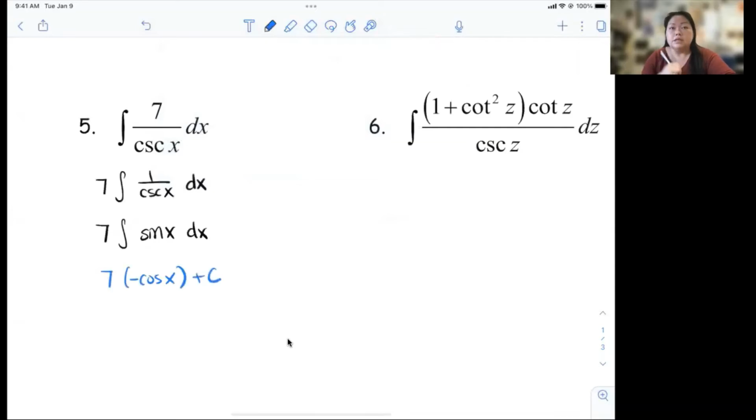Don't forget your plus C because you took the antiderivative, right? You'll get negative 7 cosine x plus C to get your final answer.